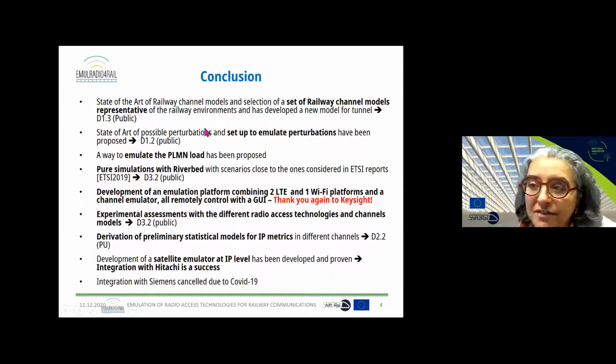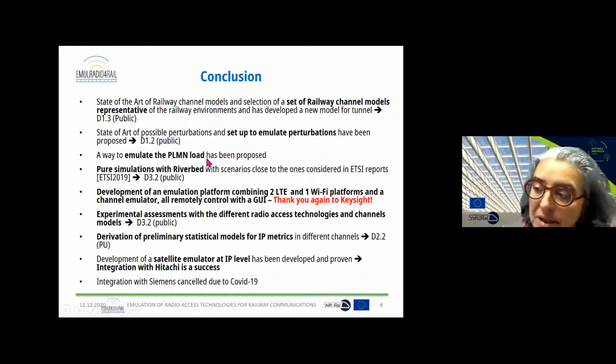To conclude, finally, I think that we obtained a lot of results. Thanks to collaboration between Université Gustave Eiffel and Metro Madrid, we obtained a good state of the art of railway channel models, and we were able to select a set of railway channel models. And we were also able, thanks to the colleagues of Beijing Jiaotong University, to propose a new model.